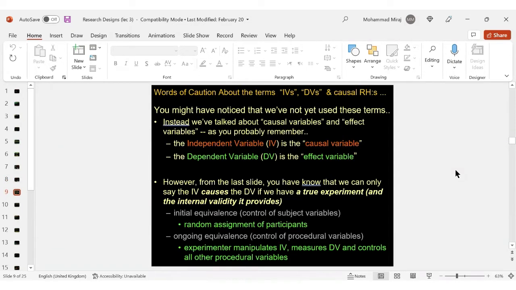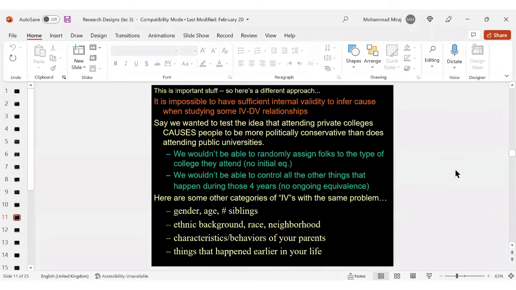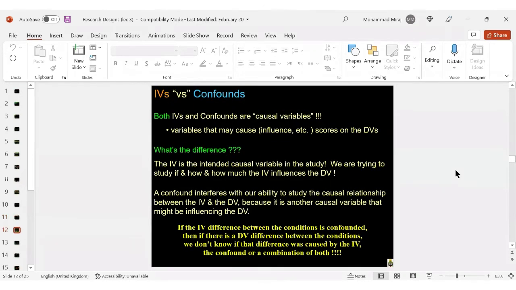So I've defined what is independent variable and dependent variable. We have all done these things. Some of the categories in independent variables, like I told you, for example, gender, age, siblings, ethnic background. In public health, these things are the socio-demographic factors. These can be labeled as independent variables over here.